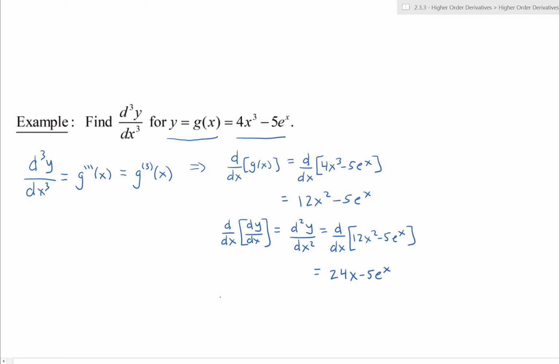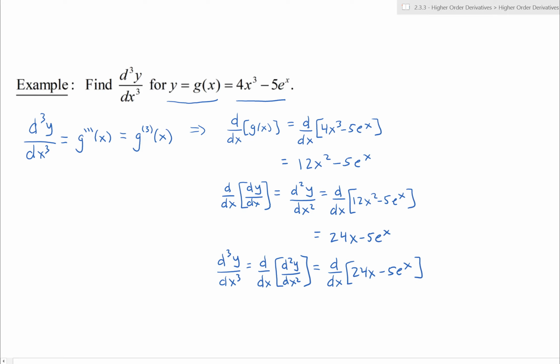So the third derivative here that we're after, d cubed y dx cubed, the third derivative of y with respect to x. That's the same thing as differentiating the second derivative of y with respect to x with respect to x. So that's just the derivative with respect to x of the function we just found, 24x minus 5e to the x. And then finally we obtain our third derivative here, 24 minus 5e to the x.